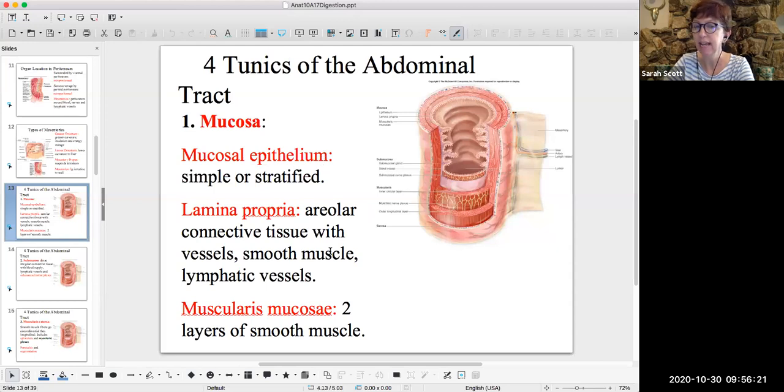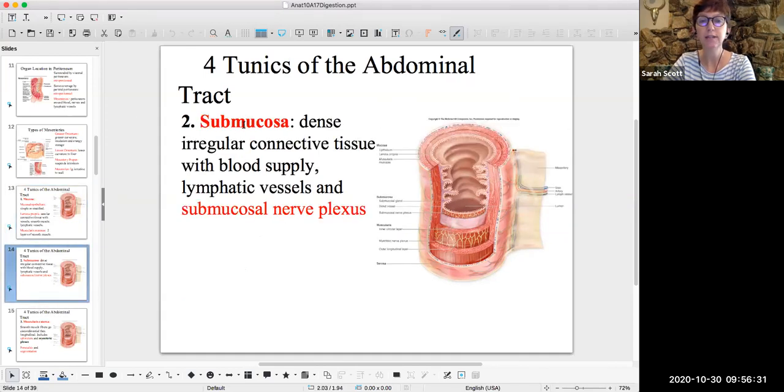So this is the connective tissue that you find just deep to the epithelium. And then you have 2 fairly thin layers of smooth muscle. Okay, then you get to the submucosa. This is the next layer after the mucosa, and you can see it's labeled here. This is, again, lots of connective tissue, lots of the vessels passing through on their way to the mucosa.